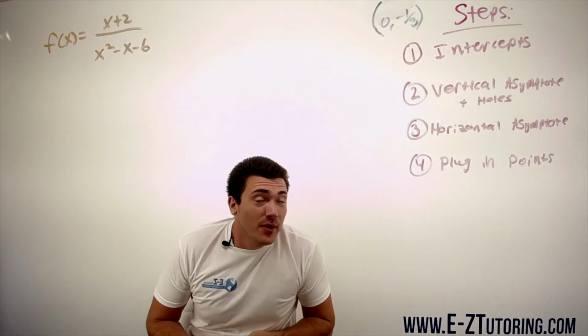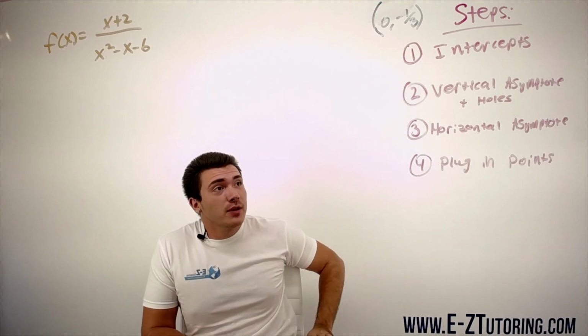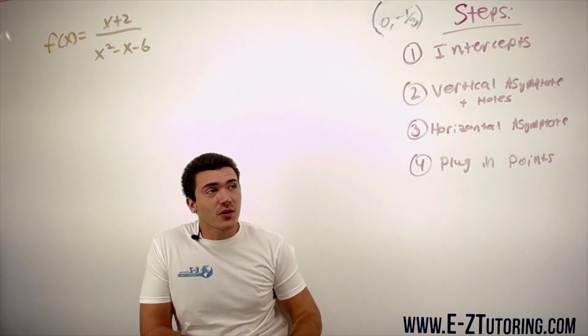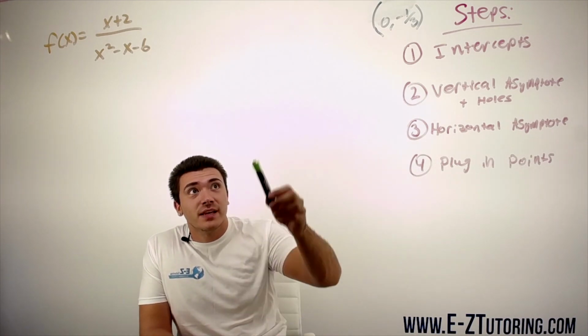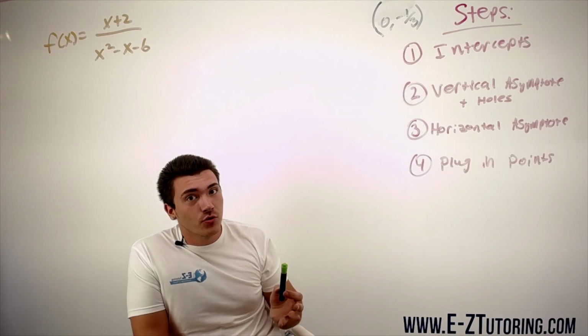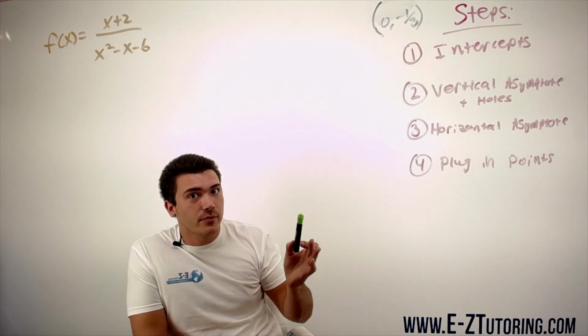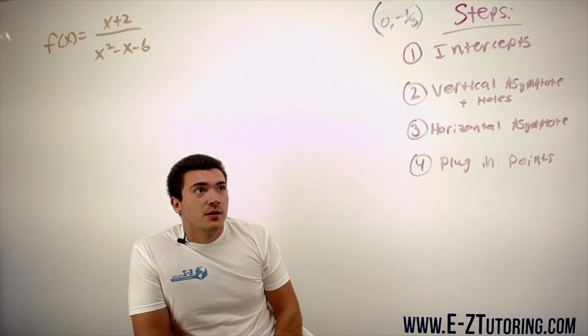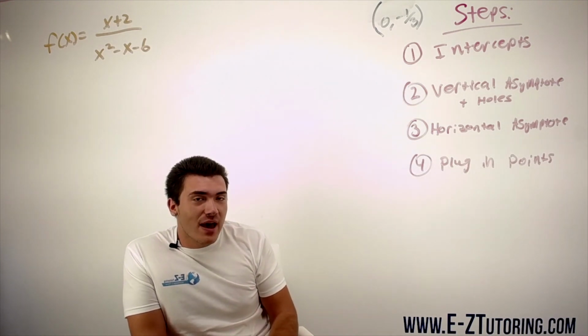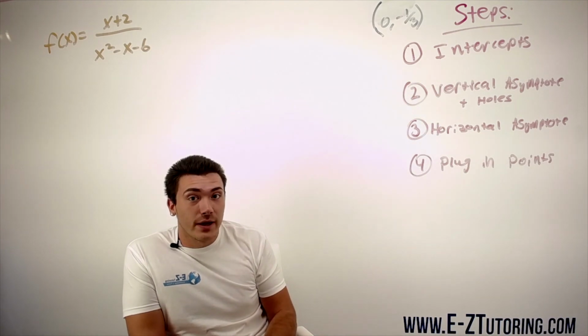Okay, on to step number 2. We want to find our vertical asymptote and our holes, if any. A vertical asymptote is a dashed vertical line which shows that your graph can never pass through. That means there are no x values that will exist over there.